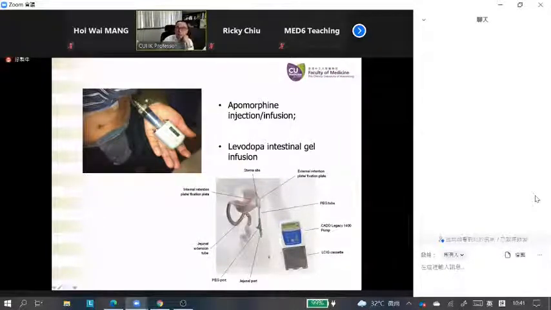And this is the levodopa. Now, apomorphine is a dopamine agonist. For levodopa, usually it's a tablet oral formulation, but now we have this gel form, where we can do an OGD and put in a PEG, and the PEG will infuse this gel form levodopa continuously into the duodenum. This will also level off the fluctuations, okay? But we do not have this in Hong Kong. So 100% for exam, we will not ask this in exam.